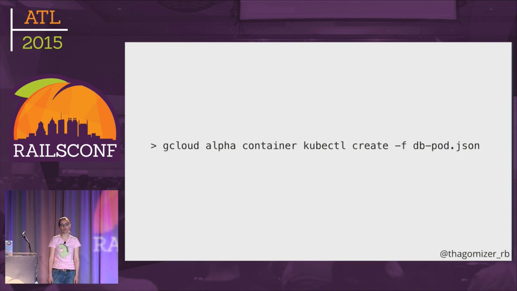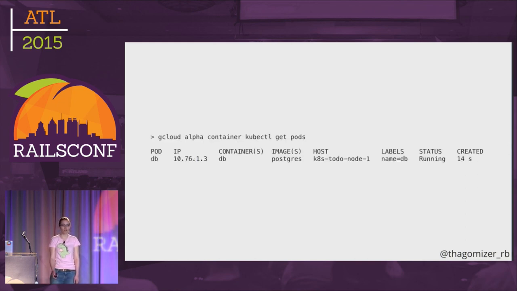Kubectl, it's the Kubernetes command line interface, and I'm going to say create from file, that dash f, the dbpod.json. That's that dbpod file I showed you, and it's going to make that. And then I can say, hey, Kubernetes, give me the list of pods. And I get back a list of pods in their state. And you can see that this one's running. You can see what image it is and what node it's been assigned to currently.